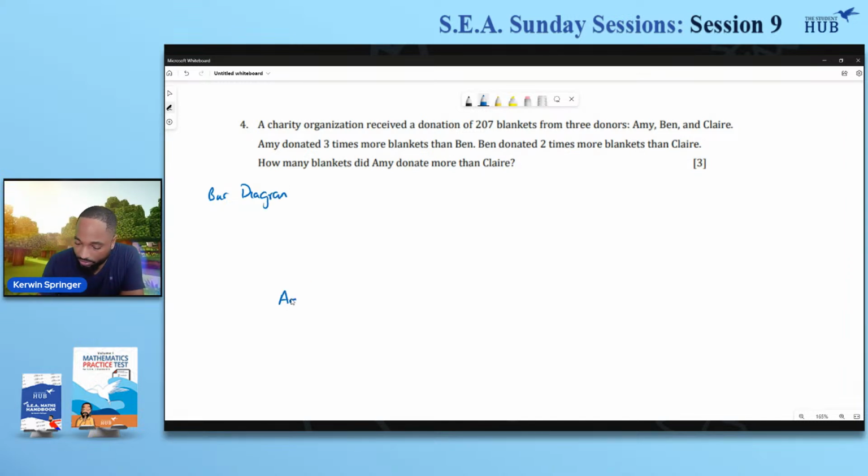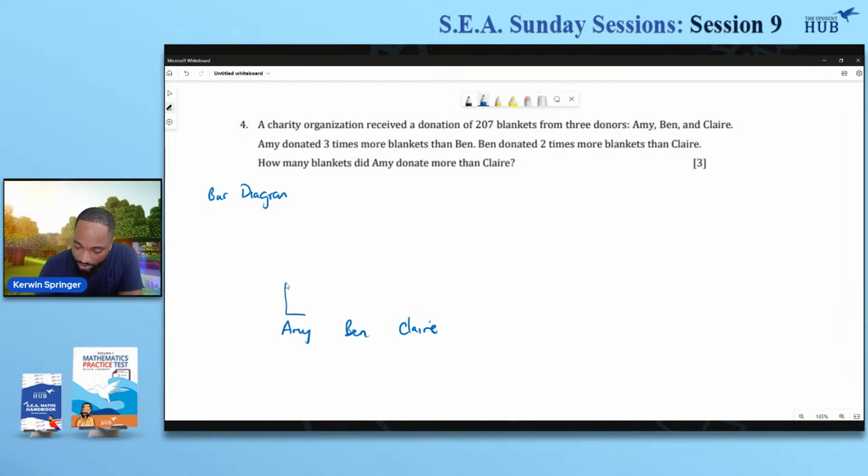So we have Amy, we have Ben, we have Claire. Amy donated 3 times as many blankets as Ben. Ben donated 2 times more than, oh, I'm seeing what's going to happen here. So this is a nice example to show you how I would think about this question.